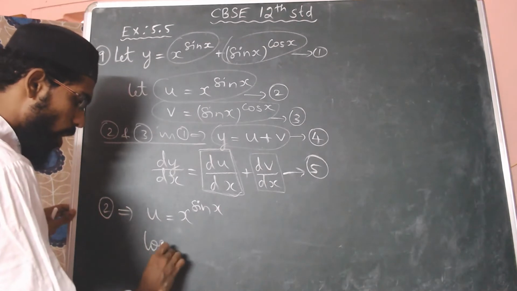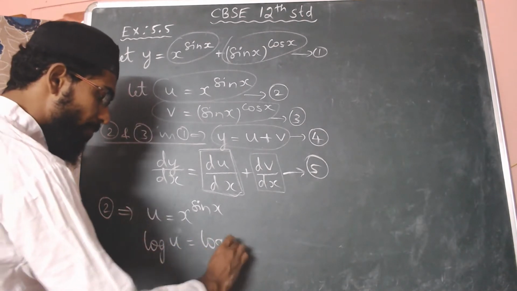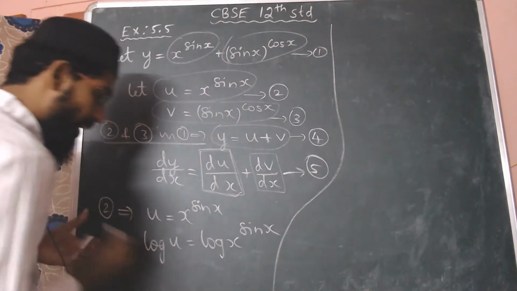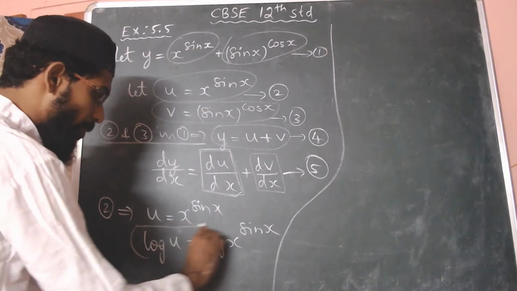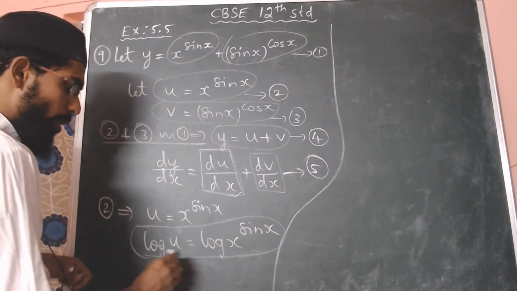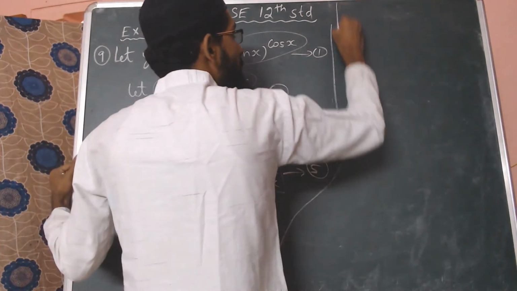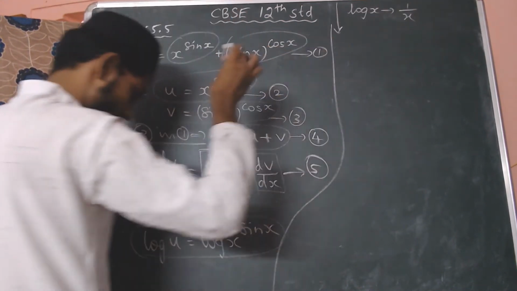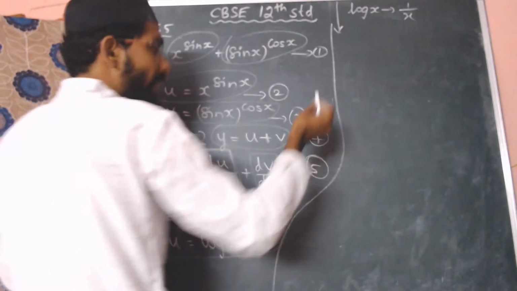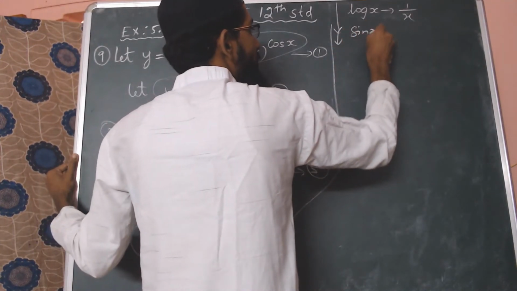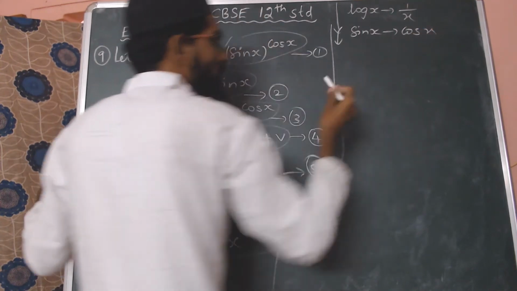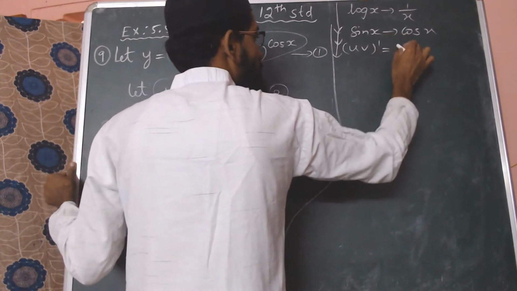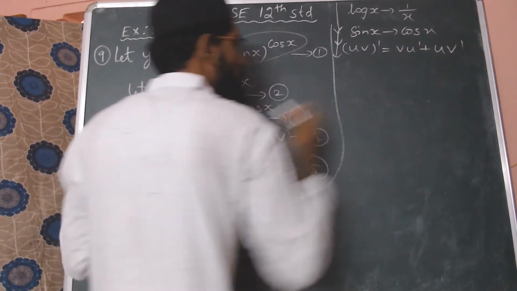So what will I be getting? Log of u equal to log of x power sin x. Now let me differentiate this particular equation. Log u, if I differentiate, I will get 1 by u. Let me write the formulas that I am going to use here. Derivative of log x is 1 by x. Derivative of sin x is cos x. And I am going to use the uv formula here: uv the whole dash equal to vu dash plus uv dash. I am going to use these three formulas here.